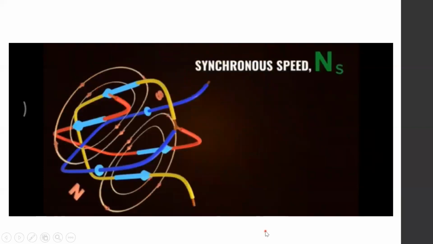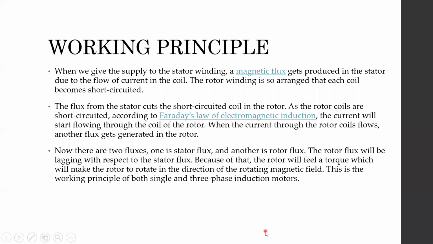Now we are going to see about the working principle of induction motor. When we give the supply to the stator winding, a magnetic flux gets produced in the stator due to the flow of current in the coil. The rotor winding is so arranged that each coil becomes short-circuited. The flux from the stator cuts the short-circuited coil in the rotor. As the rotor coils are short-circuited, according to Faraday's law, the current will start flowing through the coil of the rotor. When the current flows through the coil, another flux gets generated in the rotor.